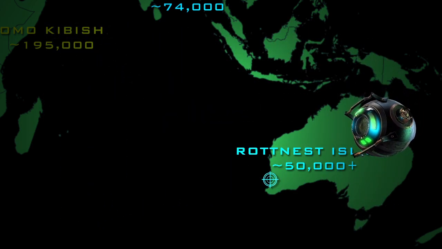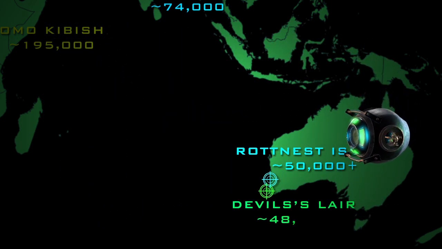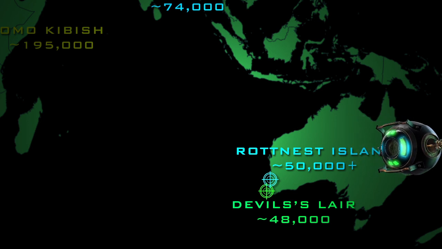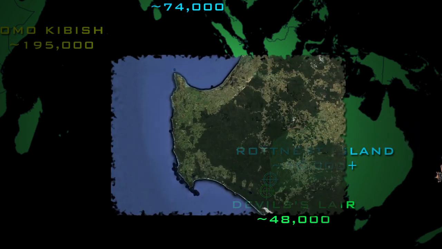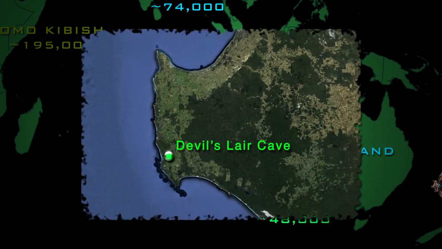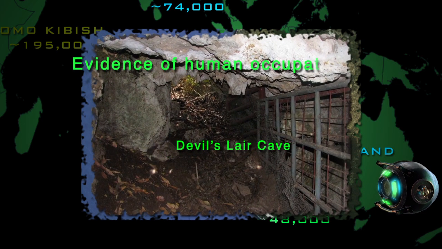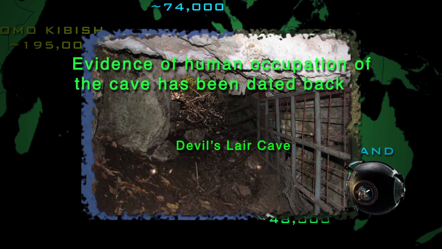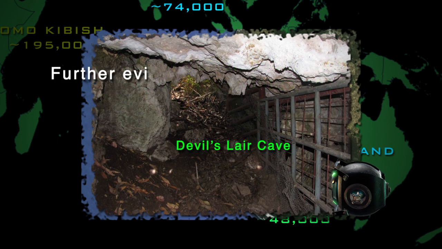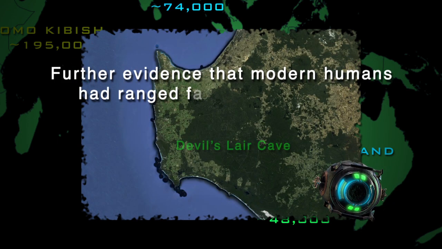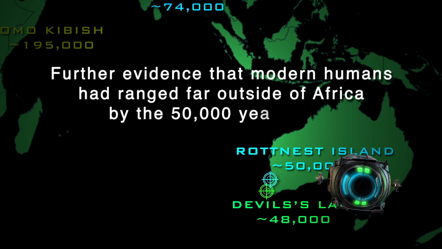Another important site along the west coast of Australia is a cave known as Devil's Lair. The Devil's Lair cave lies about 5 kilometers inland from the coast, just south of Margaret River, Australia. Evidence of human occupation of the cave has been dated back to 48,000 years ago, further evidence that modern humans had ranged far outside of Africa by the 50,000-year mark.